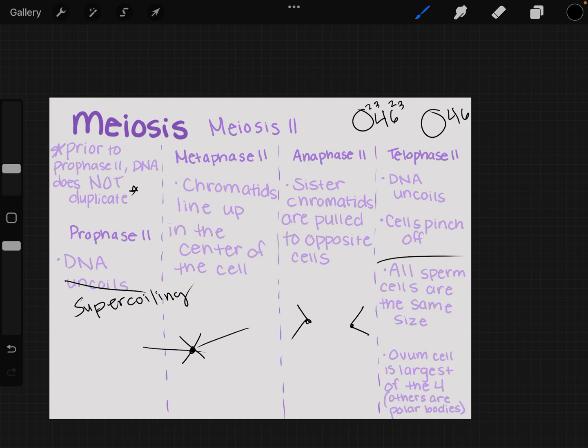It's important to note that meiosis I is what's going to be called a reductive division. This is because we are reducing the number of chromosomes from the amount that we had before.